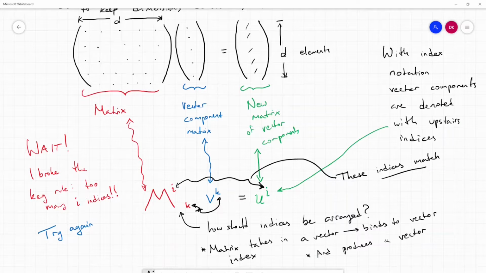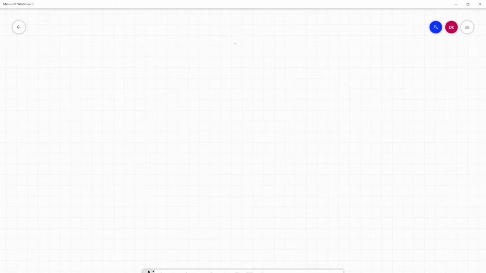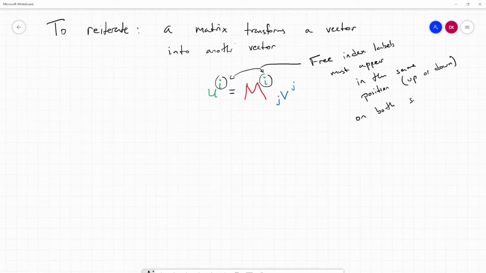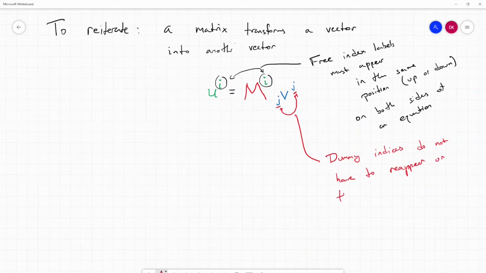To reiterate, a matrix transforms a vector into another vector. The free index labels must appear in the same position, both up or both down, on both sides of an equation. Dummy indexes do not have to reappear on the other side of an equation. You can think of them in some sense as being absorbed.